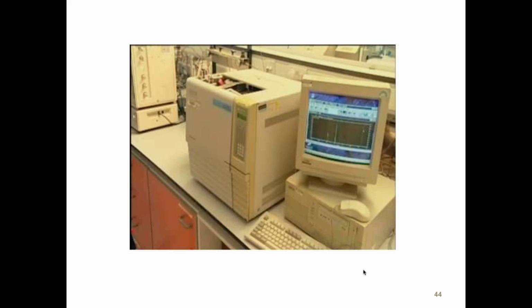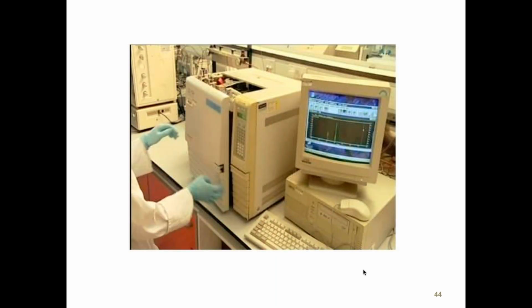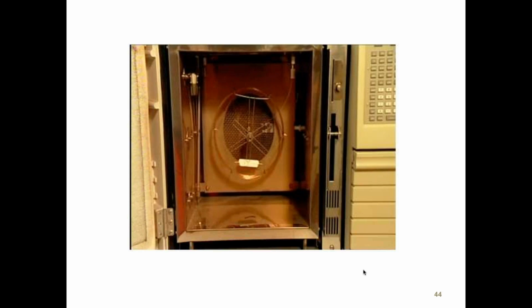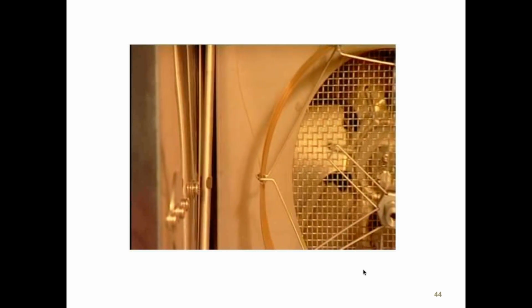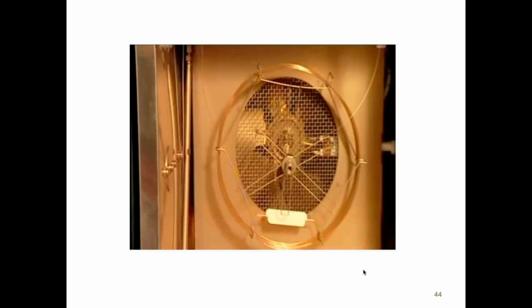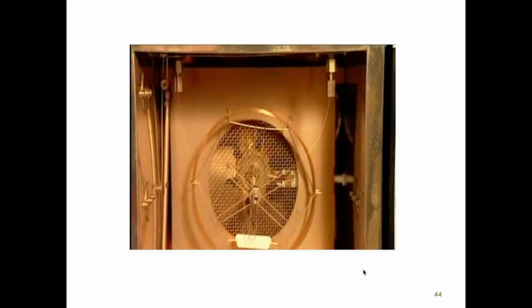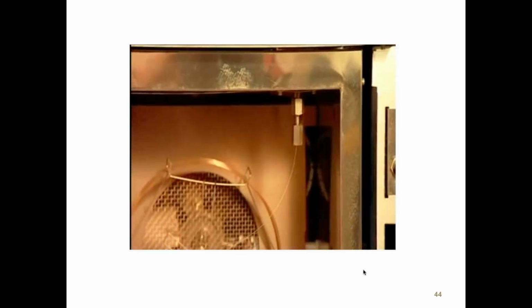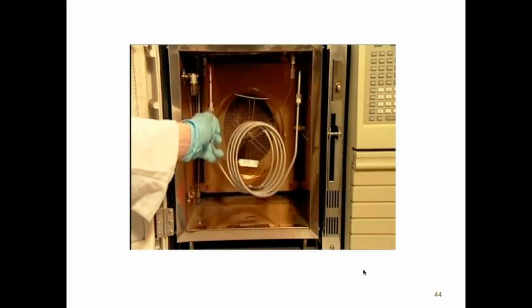This is the complete instrument, with the computer control system on the right. The sample is injected here. From this injection port, the sample passes into the column, which is kept in a temperature-controlled oven. Columns are normally wound into a spiral to save space. This capillary column is 30 meters long. This is much shorter, about 1 meter.